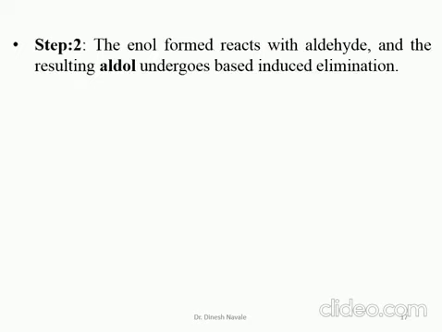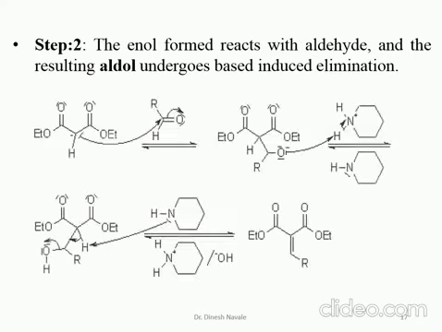The second step: the enol form reacts with the aldehyde and the resulting aldol undergoes base induced elimination. That means in the second step, the enolate ion which has been formed in the first step will react with the carbonyl compound like aldehyde or ketone, and the resulting compound will be the aldol product, which on dehydration will give the formation of the expected product. So this is the first step that we already discussed in the previous slide, formation of the enolate ion or the carbanion.